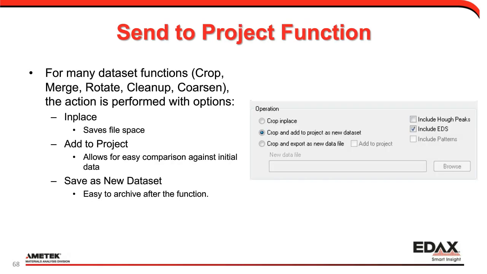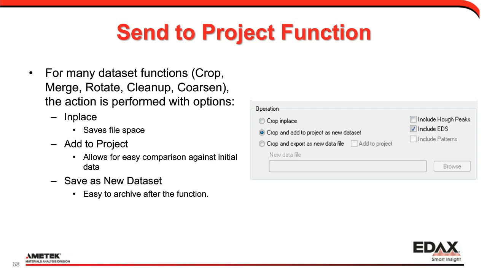This is a function I think is really useful when doing many things. You can see there's a crop, merge, rotate, cleanup, coarsen. Whenever we do something, there are options that say I want to crop in place, I want to crop and add to the project tree, or I want to crop and export as a new data set. And you can still add to the project tree.